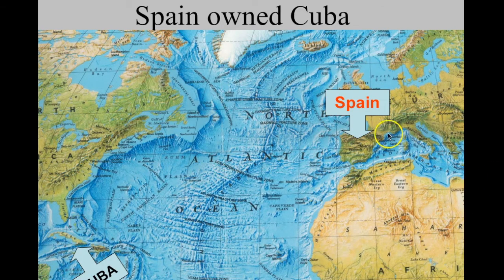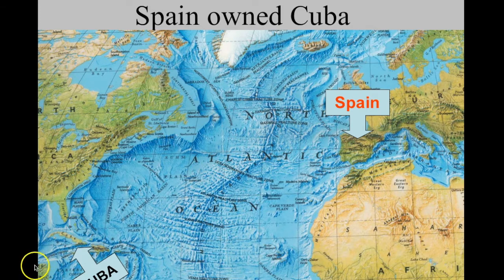See, here is Spain over here in Europe land. Not to be confused with America. And here we got Cuba. So Cuba is one of our closest neighbors besides Canada and Mexico, which both are connected to us, of course.